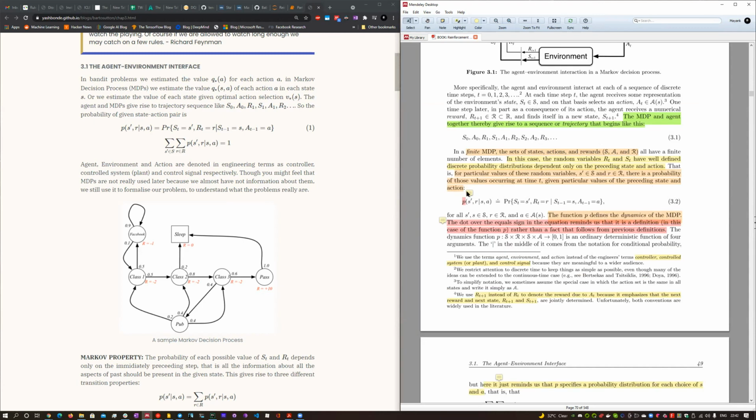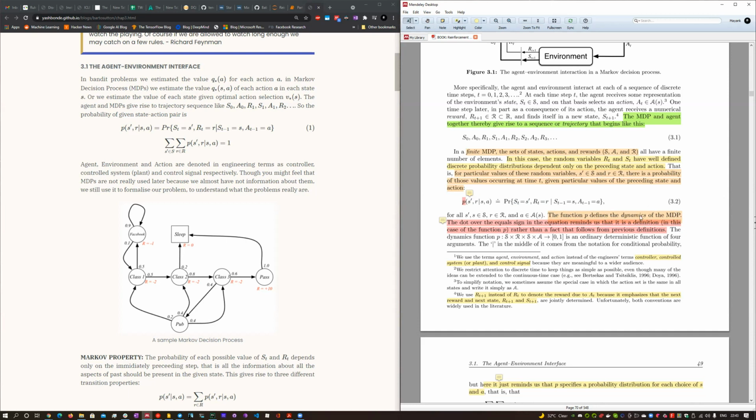In equation 3.2, we had the dynamics of an MDP, the p of s prime, r, that is conditioned on s and a, which this symbol gives the definition of the probabilistic distribution of this guy here. I think everybody understands it. If not, please jump in.